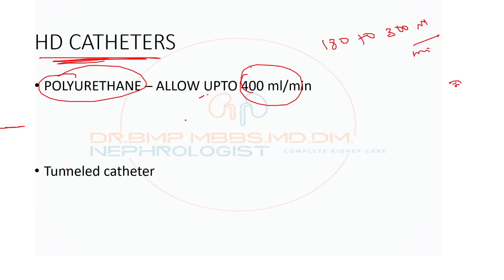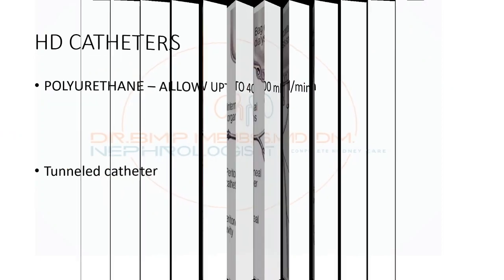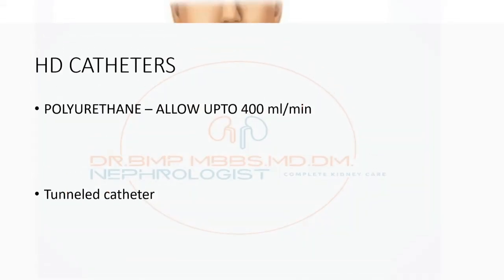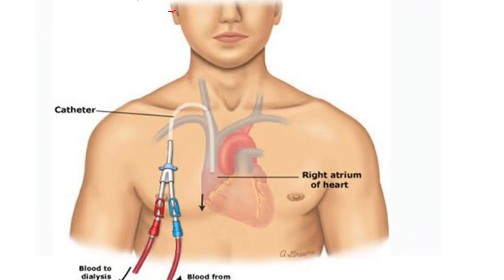Tunneled one is also called the permacath, where there is subcutaneous tunneling, so it prevents the infection. I will show it in the image, you will understand better. See, this is an example of a tunneled catheter. Here is the vessel entry site, here is the skin entry site. This is the subcutaneous part. So what happens, the chance of infection is less.